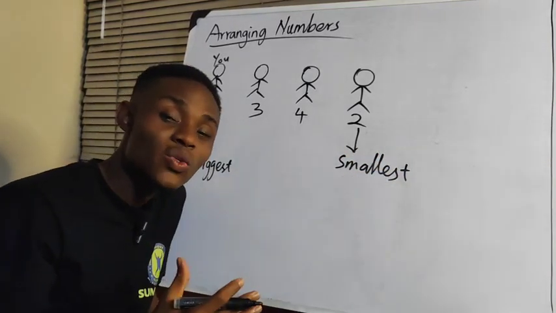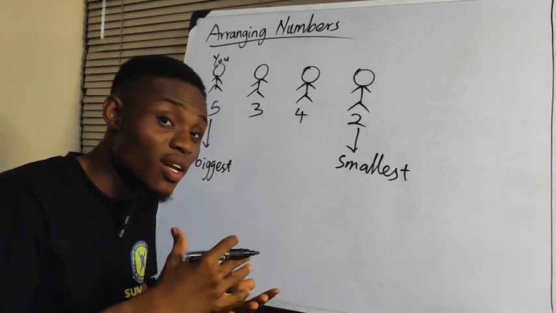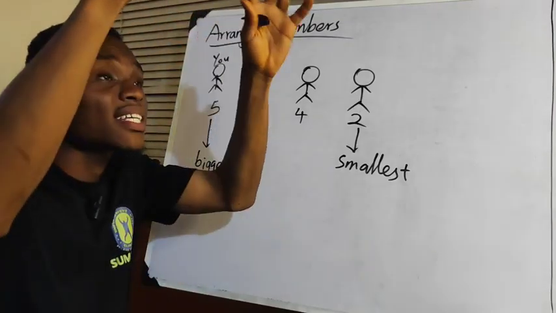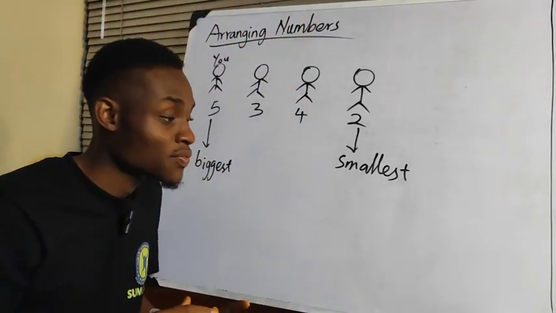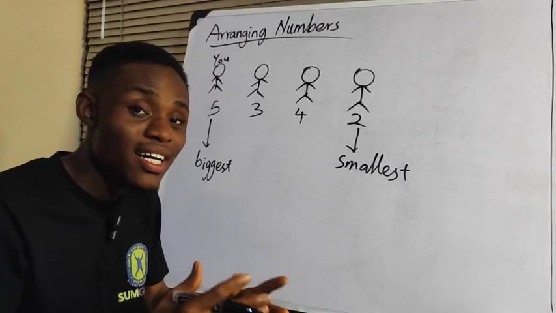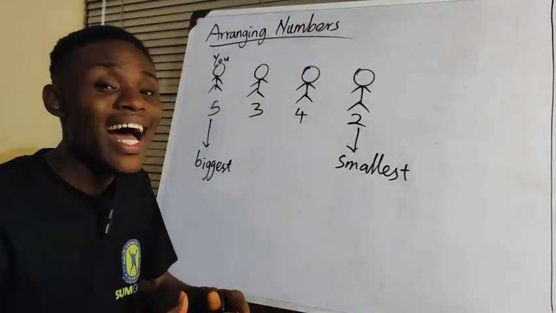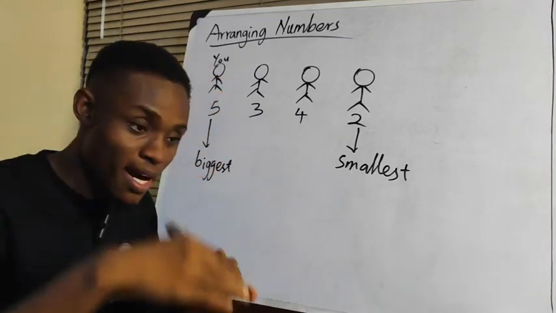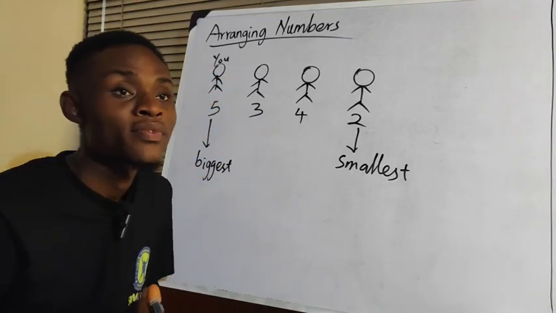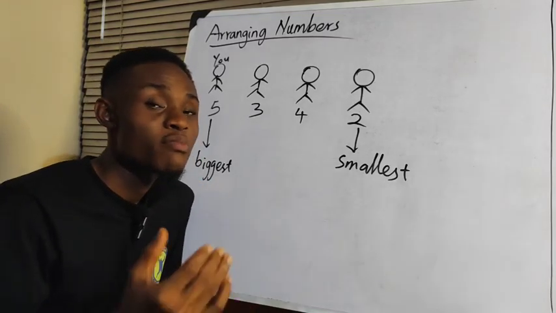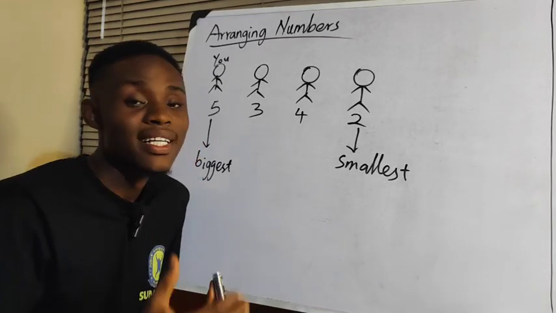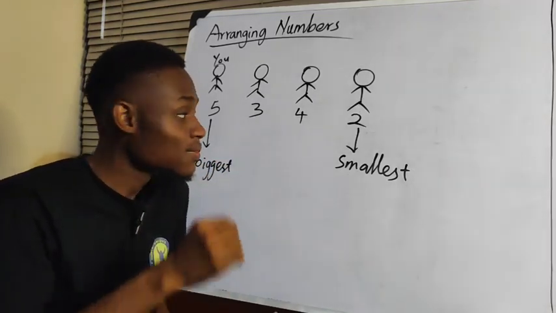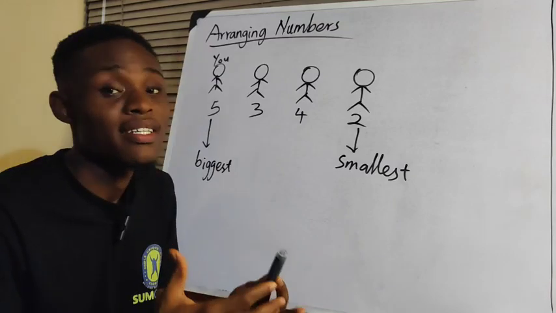Now, in arranging numbers, we can take numbers from the smallest share to the biggest share. Or we can take numbers from the biggest share down to the smallest share. Now, if you are taking numbers from the smallest share up to the biggest share, it's called ascending. And if you're taking it from the biggest share back to the smallest one, it's called descending. Now, if you are in primary 1, you may not be meeting the words ascending and descending in your work. However, you will be meeting smallest, biggest.